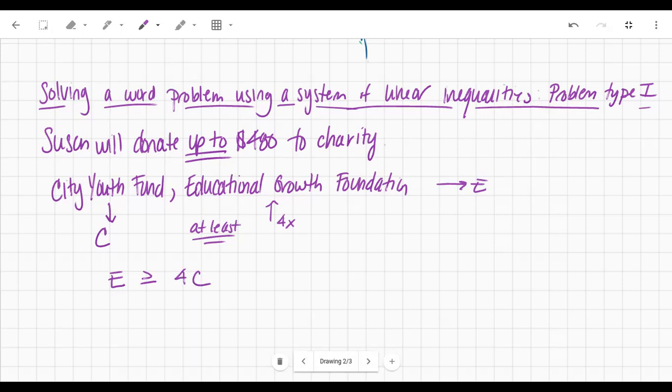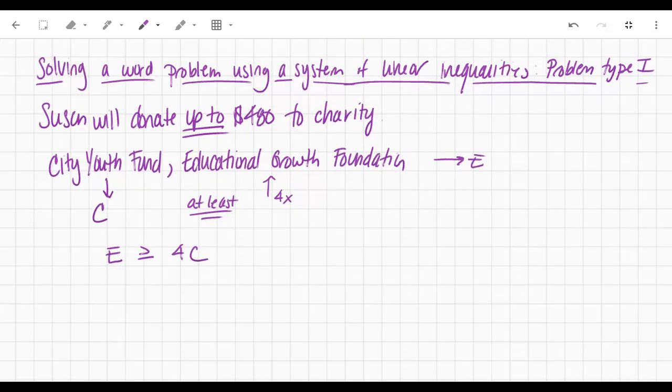Okay. So think about it. And I always like to think about numbers and make sure that what I wrote makes sense. So like if she donates $100 to the City Youth Fund, okay, then she wants to donate at least $400 to the Educational Growth Foundation. Okay. So the way that that's set up is right. Okay. And then also, go back to that, E plus C is at most 480. Okay.